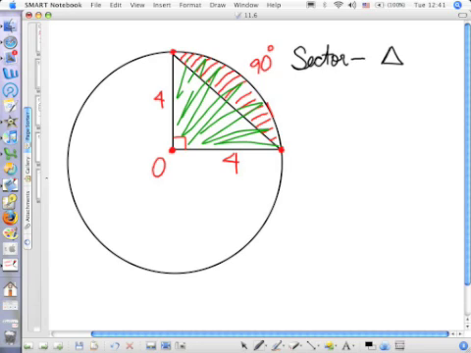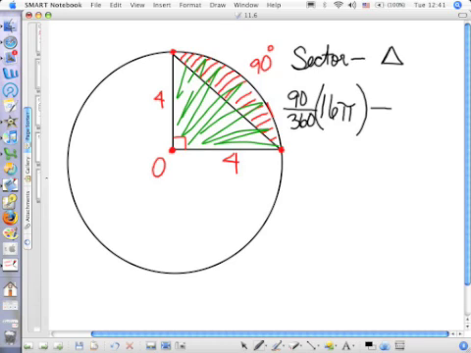Area of a sector is the arc degree, which is 90 over 360, times the area of the whole circle, which is pi times radius squared. So that would be 16 pi, right?